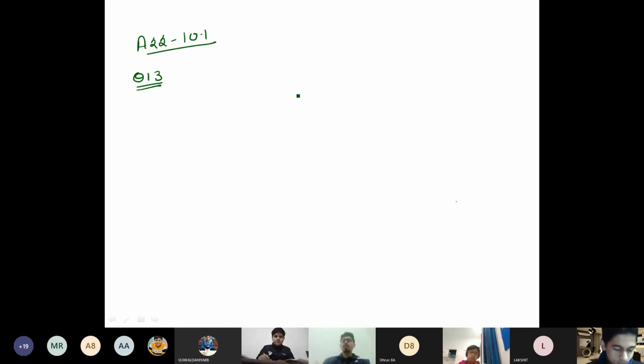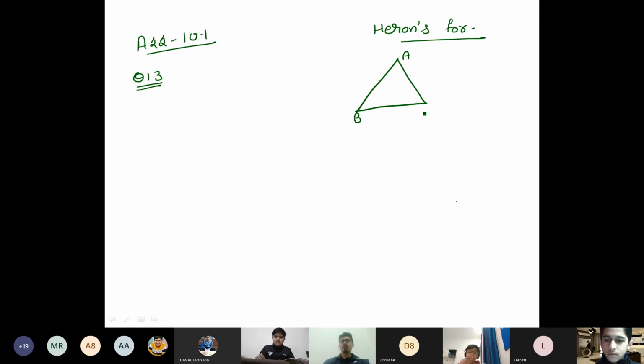Okay. So students, in the previous class, we have discussed Heron's formula. And what is Heron's formula, students? See, a triangle is given, let's say ABC is the name. The lengths of the sides are a, b, and c. These lengths are given to us.